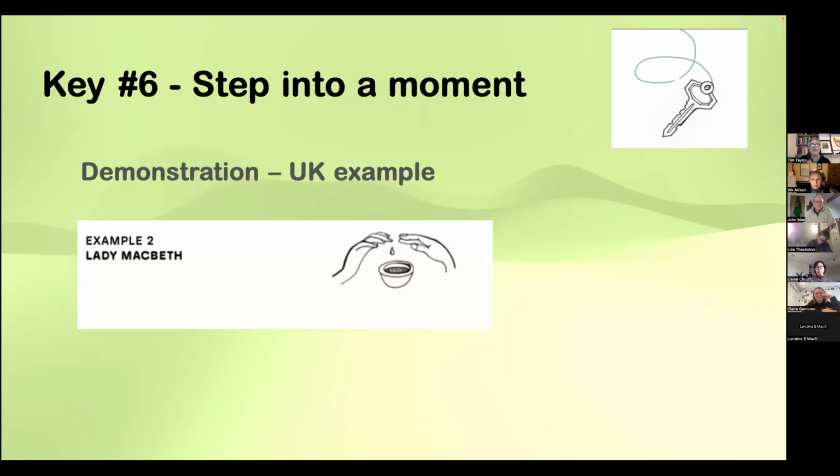So as I say, for the rest of the session we're going to look at key 6, which is called Step into a Moment. And the example that we're looking at is Lady Macbeth. Now, in the conversation that Viv and I had when we did this session last weekend with the folks in the New Zealand time zone, one of the points of conversation was around the difference in the way that this key uses a particular text, something that is fixed.